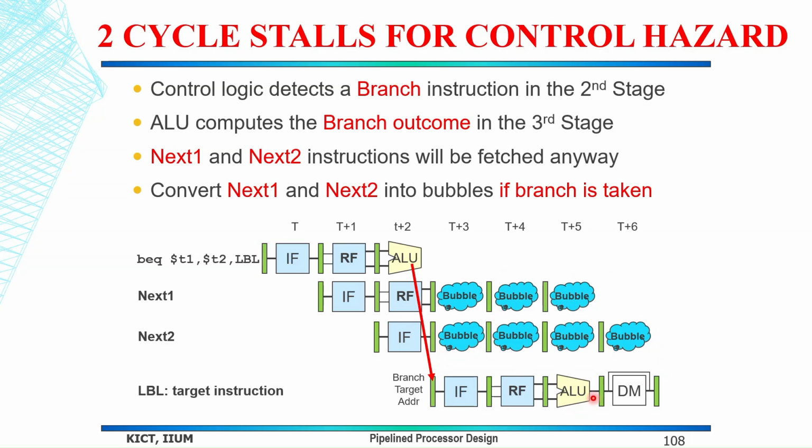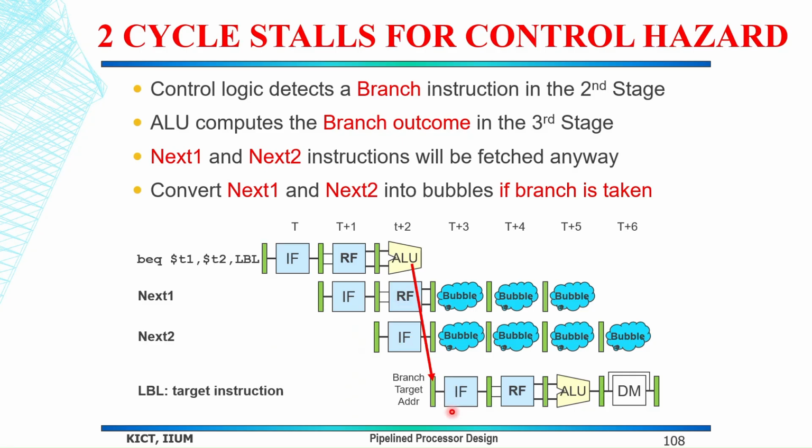So that means the rest of the process for next one and next two instructions will be converted into bubbles, and they will not be executed. Okay, so once we determine that it is going to branch to the target address, the instructions in between are converted into bubbles, and then the operation branches to that target address.